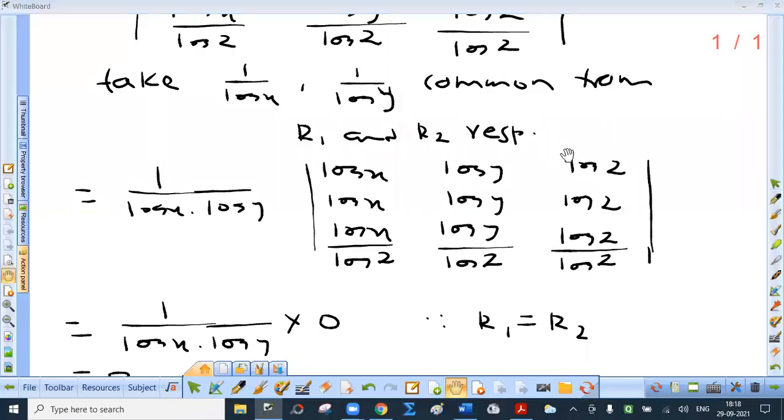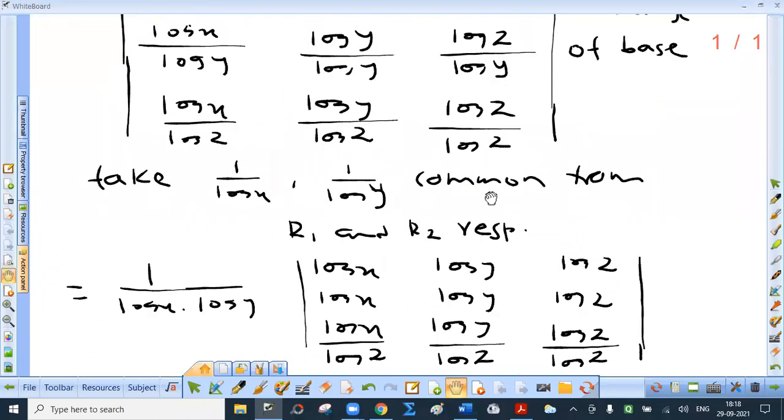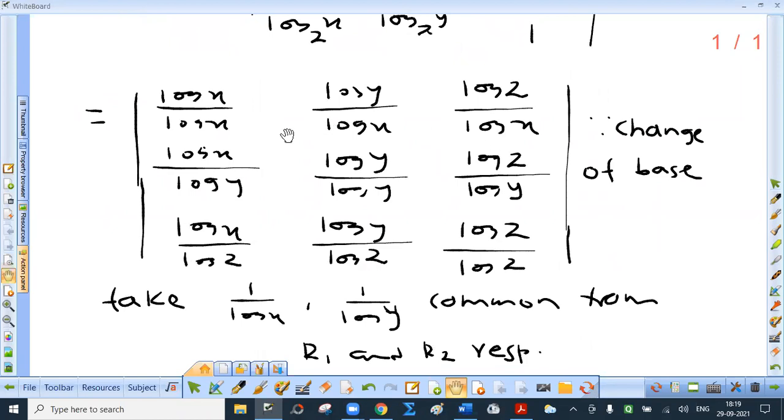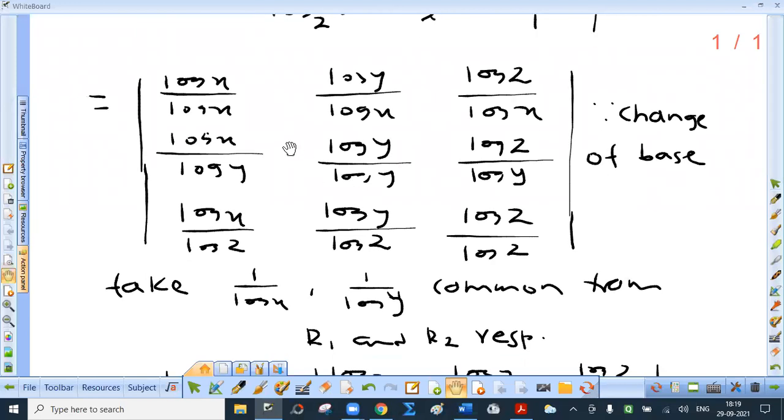Now I have taken 1 upon log x, 1 upon log y common from R1 and R2. See, how to write this, you can decide. Some students may say, can we write multiply R1 by log x? Yes, but when you say multiplying R1 by log x, you have to write 1 upon log x outside the determinant. So it is as good as taking 1 upon log x common. Okay, so 1 upon log x common from R1, R2 respectively.